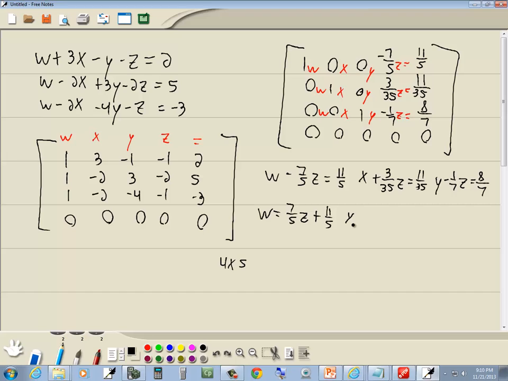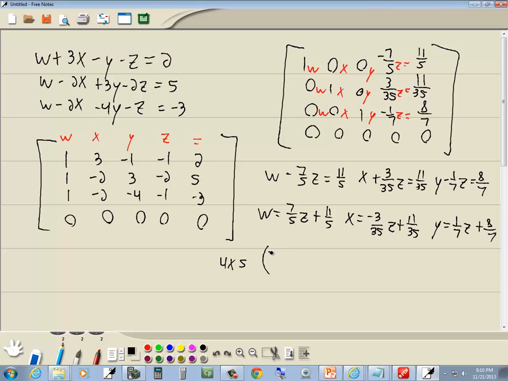This one will solve for X. So I take the 3/35 Z to the right side, becomes a negative 3/35 Z plus 11/35. This one I solve for Y, so I take negative 1/7 Z over and becomes a positive 1/7 Z plus 8/7.